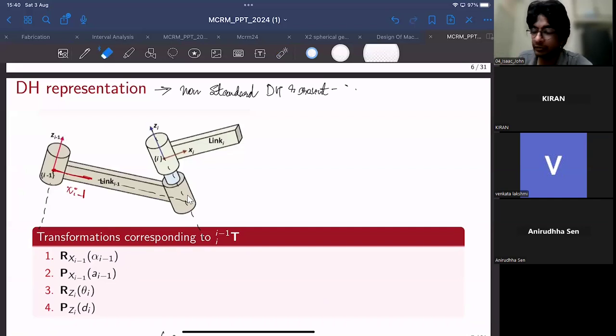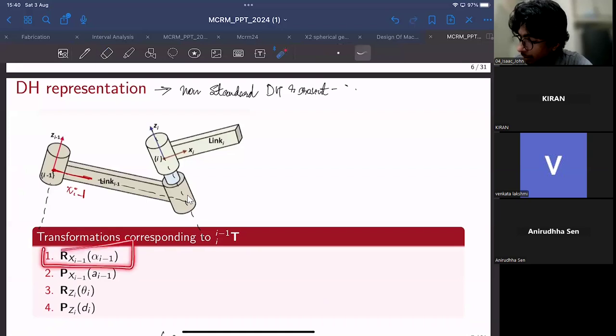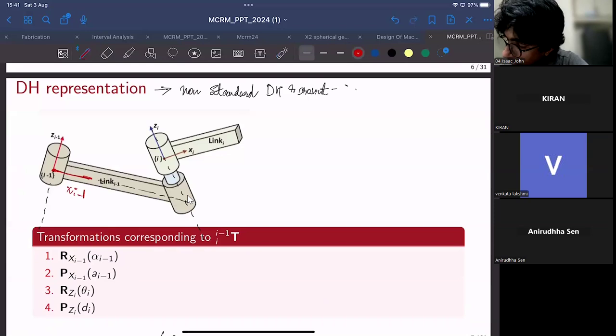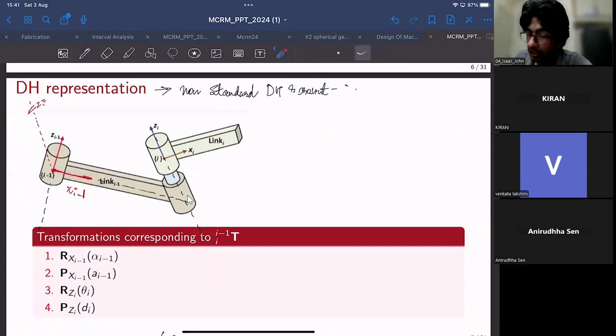So the first transformation would be rotation about the x_{i-1} axis, so that z_{i-1} and z_i can be aligned, right? As you can see, there is a finite angle between z_{i-1} and z_i. So this line is actually parallel to z_i. So you have to rotate along, sorry, x_{i-1} until z_{i-1} and z_i are parallel.